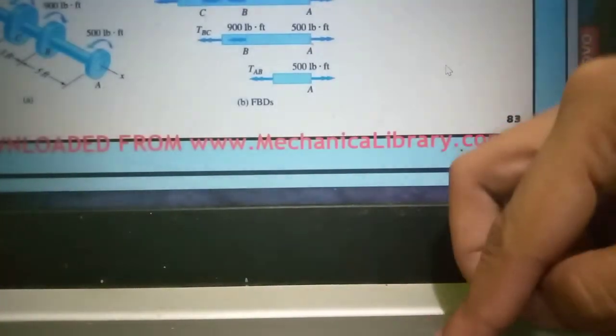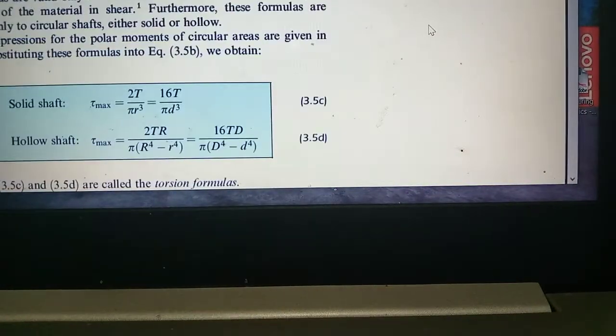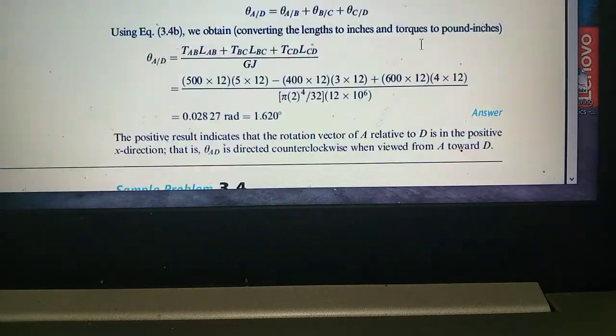Okay. So where is it? Okay, so I'm lost.